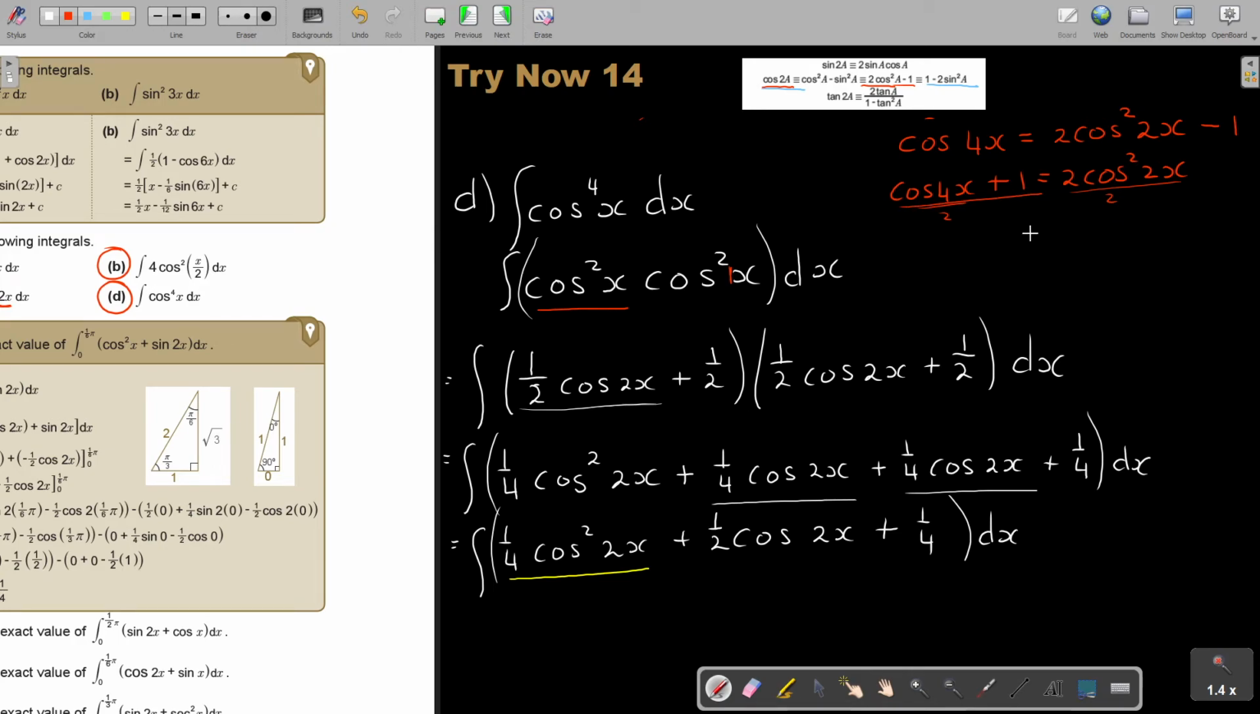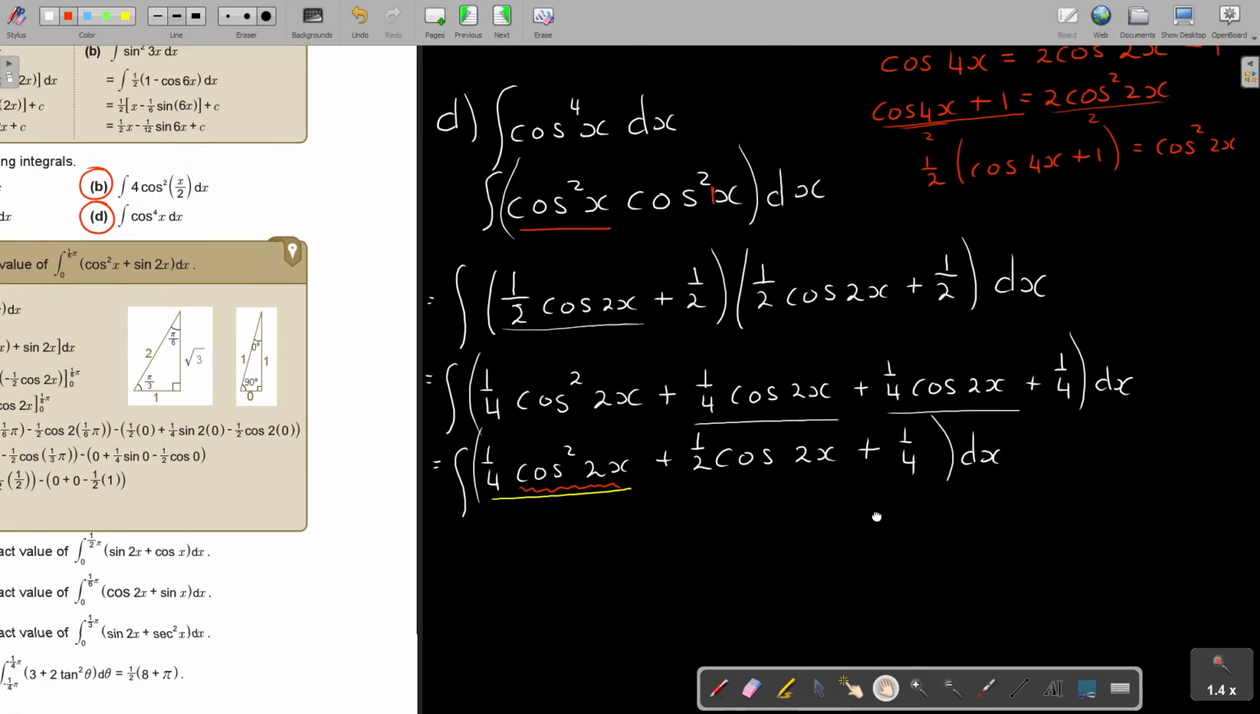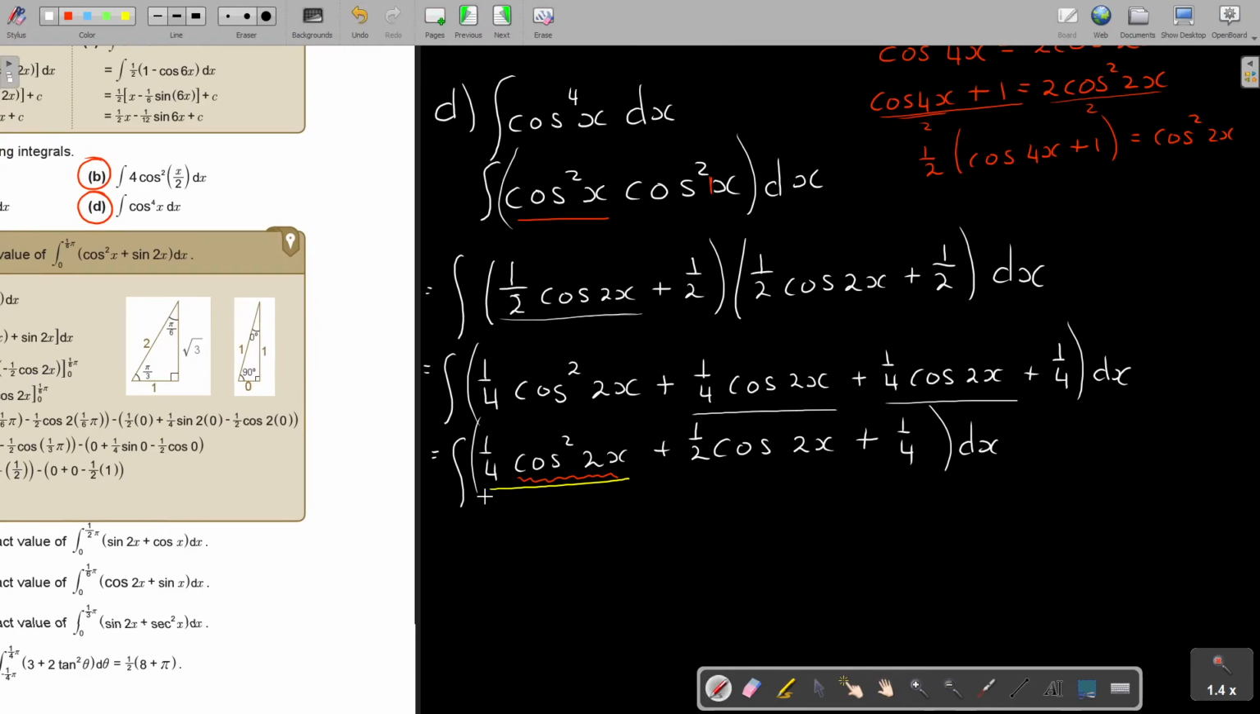So actually, I have a half, are you with me? A half of cos 4x plus 1 is equal to cos squared 2x. Okay, so a half of cos 4x plus 1 is equal to cos squared 2x. Now we substitute it in there. It's actually quite challenging. Okay, so let's do that.